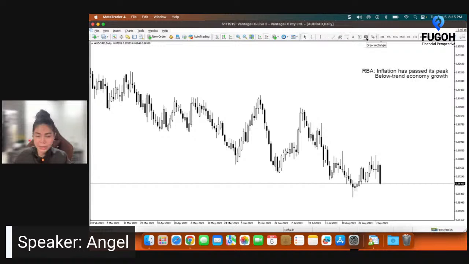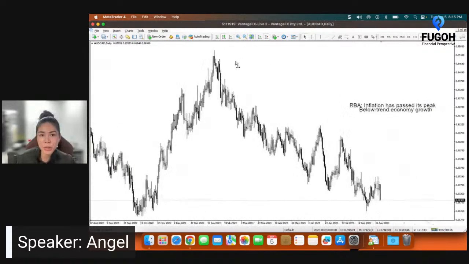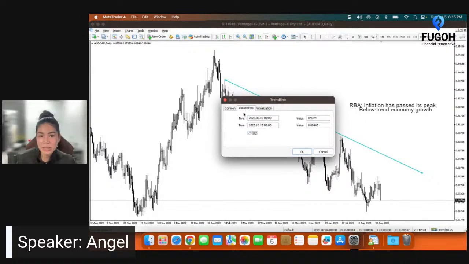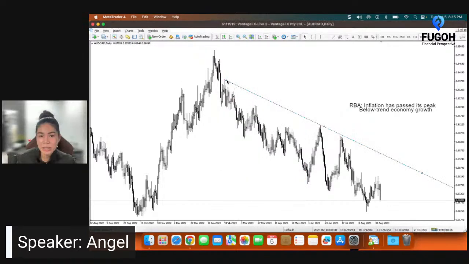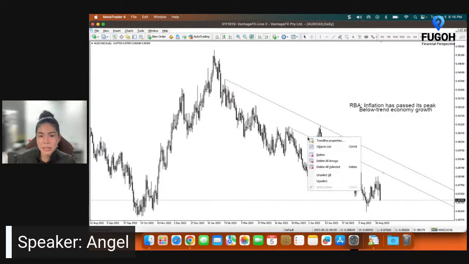But let's see, if we sell, where do we enter and where do we exit? So as of the moment, what I'm seeing is a very clear downtrend here. Let me change that one. All right. We can have a trend line like this. There we go. Just so I know, could be there. Nope, not really.